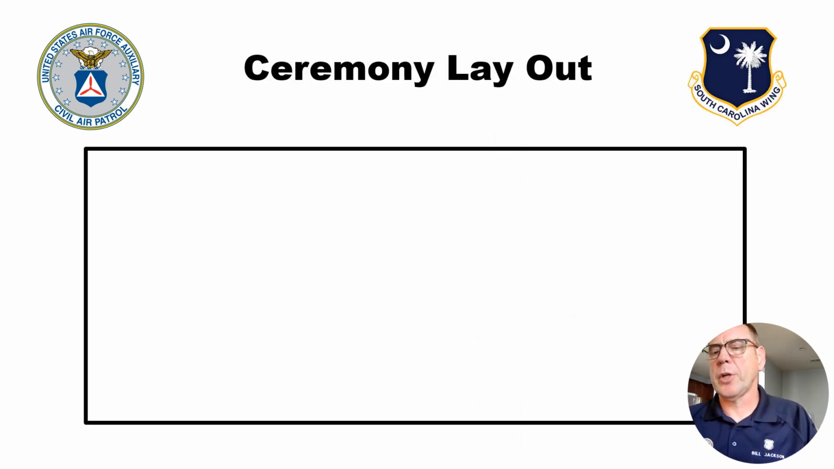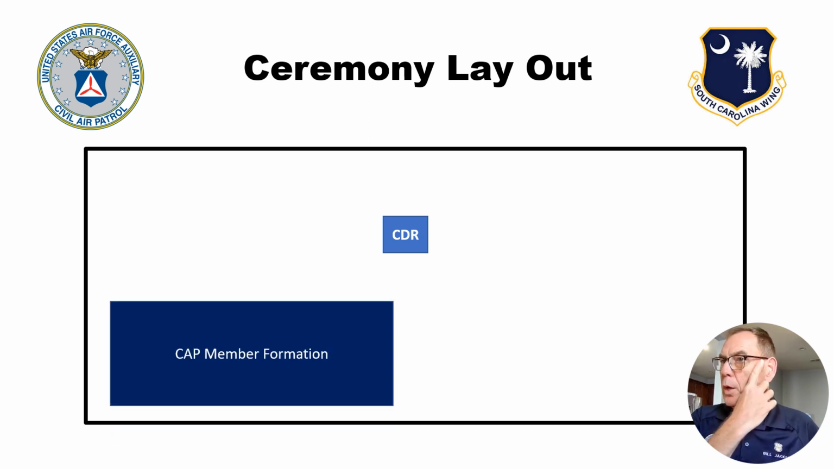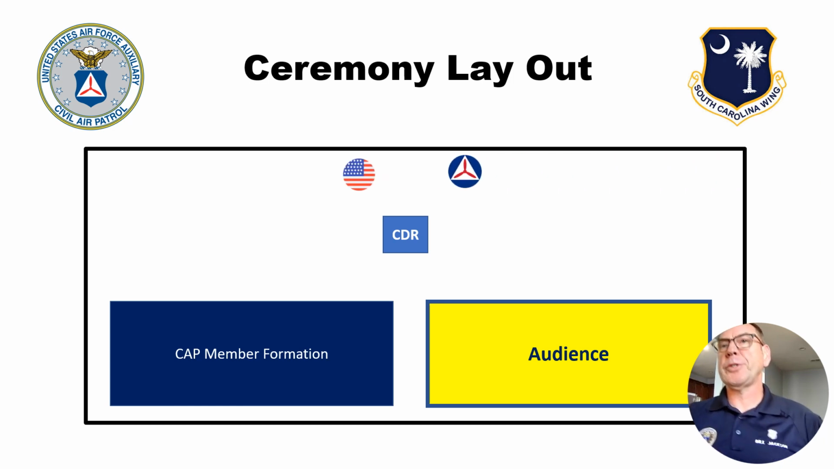All right, let's talk about the ceremonial layout. The commander is obviously generally in this position when the ceremony starts. We have a formation here with our CAP members, and we have the audience. I recommend the audience be seated. Now, the positioning of the American flag and the Civil Air Patrol flag will be the American flag to the commander's right, and the Civil Air Patrol flag to the commander's left. That means the American flag will be to the left of the audience, and the Civil Air Patrol flag will be to the right of the audience.